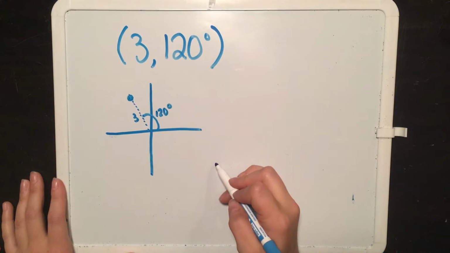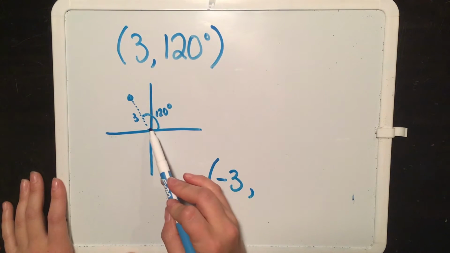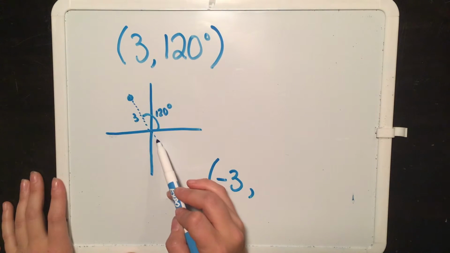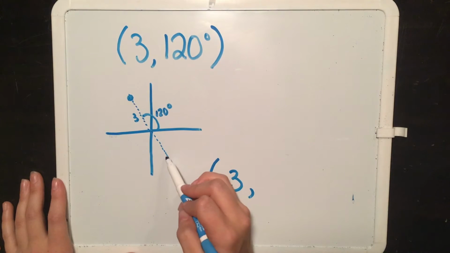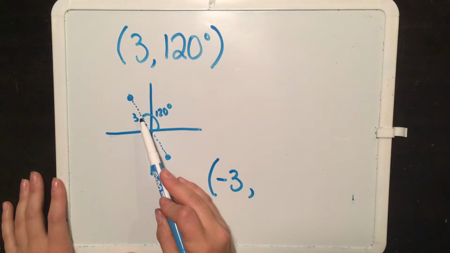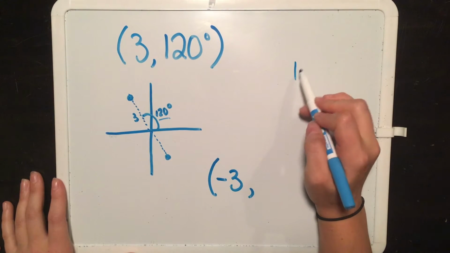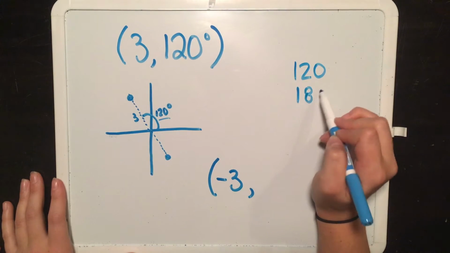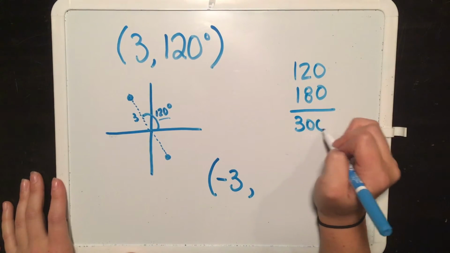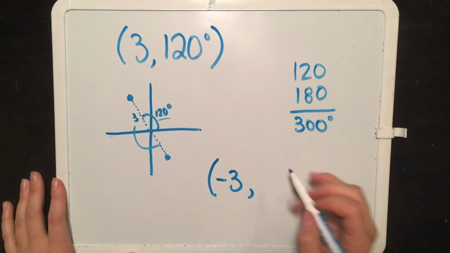Now our coterminal coordinate is going to have a negative radius. So if we were going to make this negative, it would shoot the radius 180 degrees in the other direction. So that's going to give us a radius of -3. We just have to find the angle that takes us 180 degrees past 120 degrees. And if you add 180, you'll get 300 degrees, and that will bring us all the way around to the negative radius.